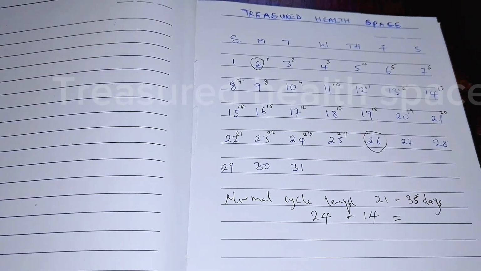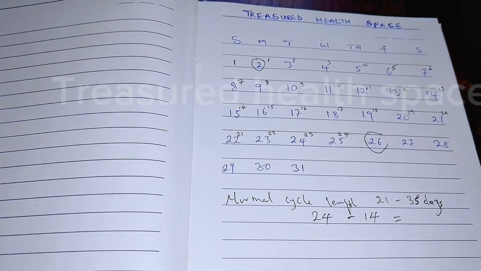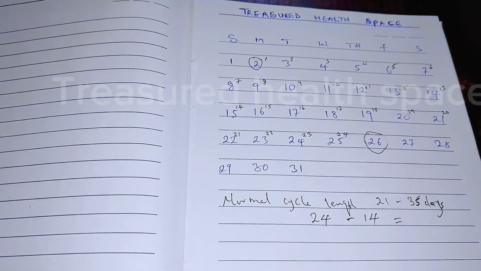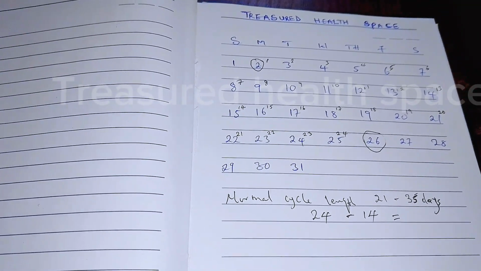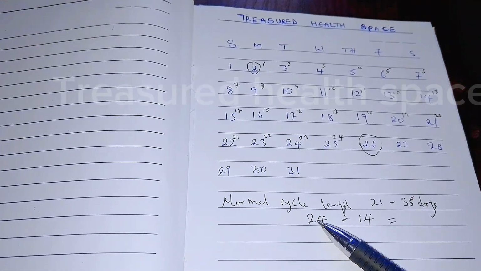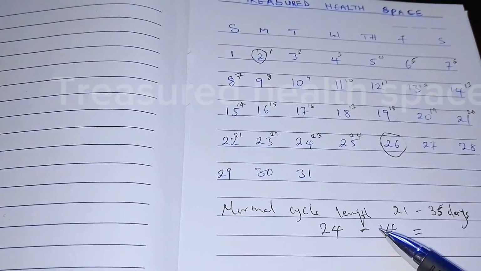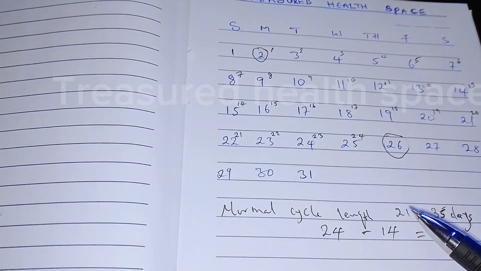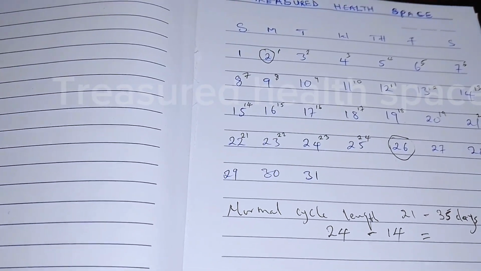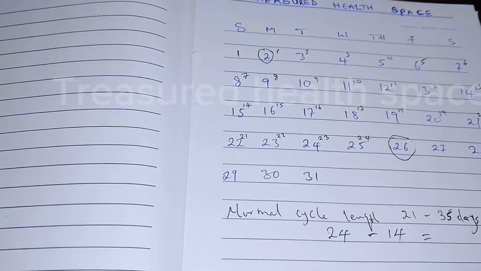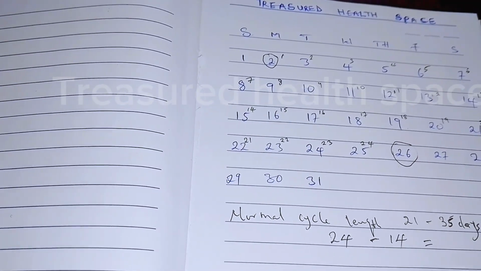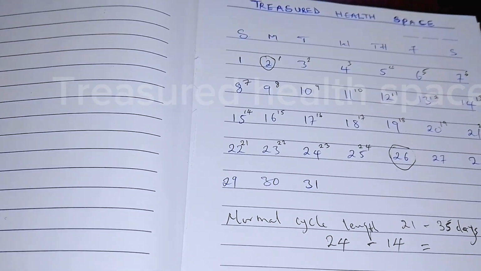Okay, so to get the day she's likely to ovulate, we are going to subtract 14 from her cycle length. Remember, her cycle length is 24 and 14 is the average length of luteal phase. Now you might wonder why we are subtracting 14 from the cycle length. Now your menstrual cycle happens in phases.